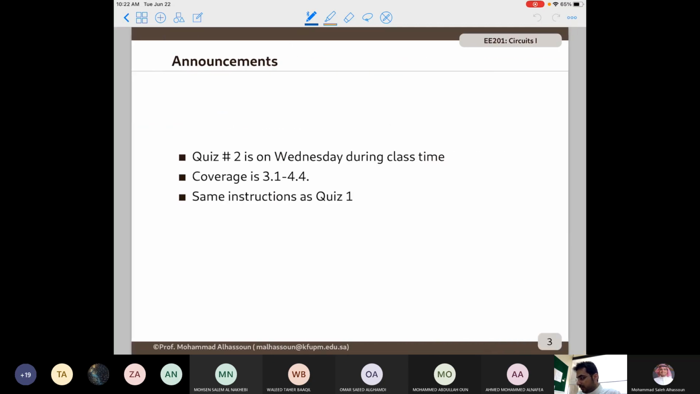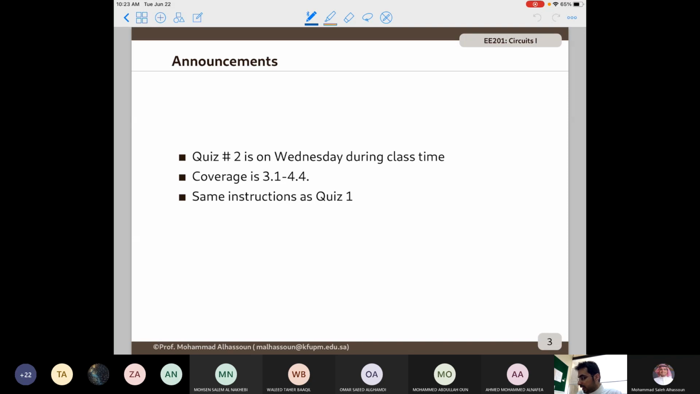Before we start, there's one announcement. We have quiz 2, which is tomorrow inshallah, during class time. We're going to have exactly the same instructions as the previous quiz, so make sure that you refer to these instructions.